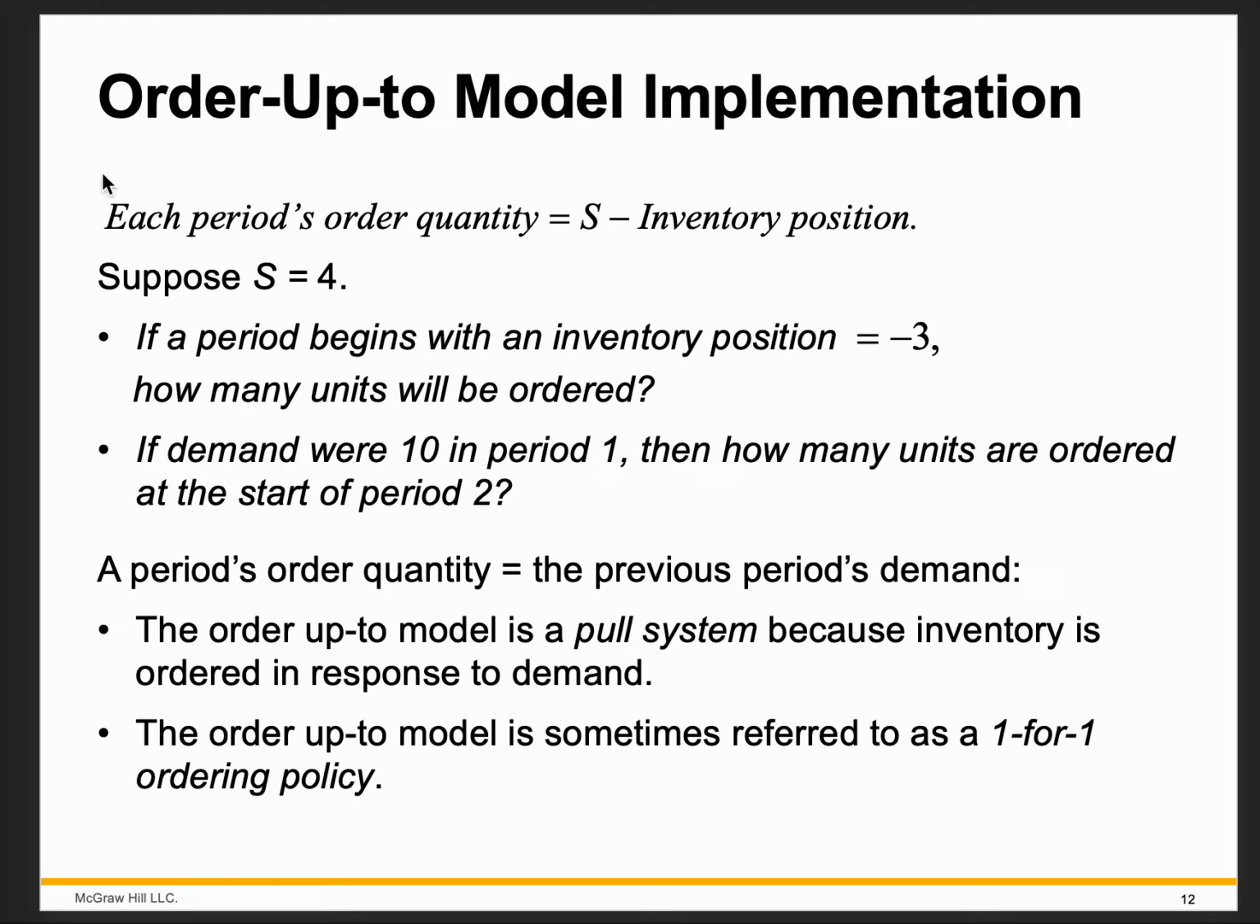So in each period the order quantity will be S minus the inventory position. Suppose that the base stock level is 4, right? So you've set a base stock level of 4, which means that you will bring up your inventory position every period to 4. If the period begins with an inventory position of -3, how many units are ordered? Well, you order 7 units because you have to bring your inventory position up to level 4, right?